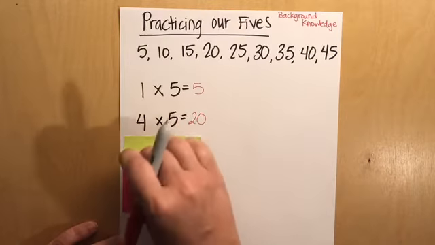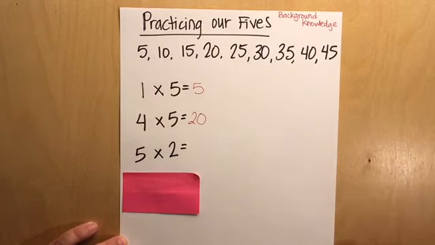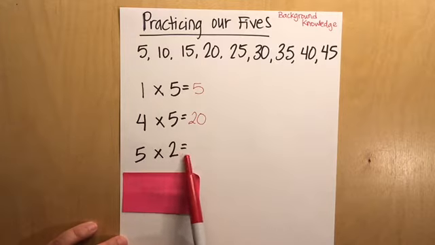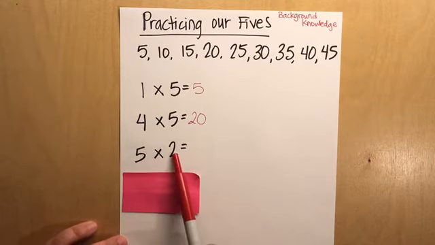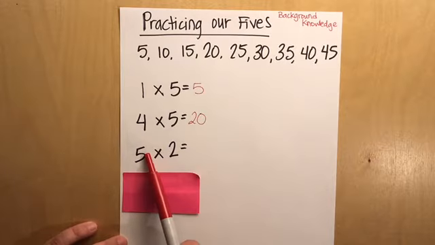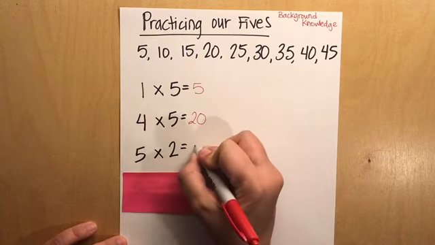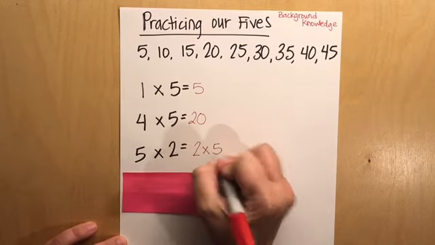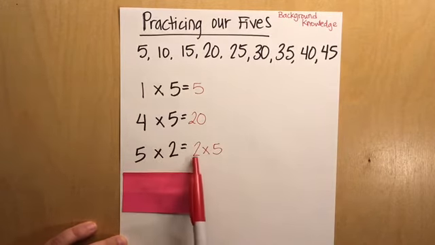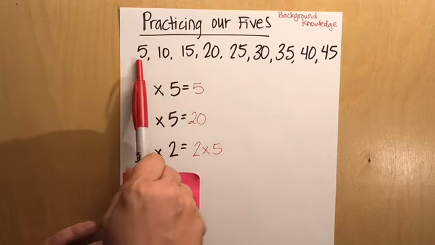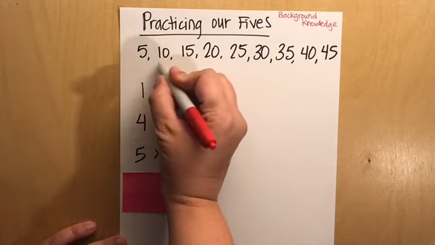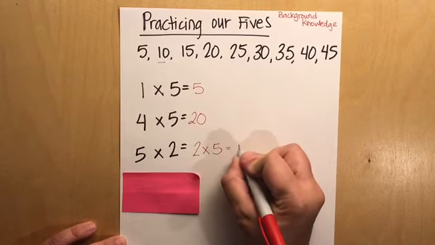If we were to do a multiplication equation where it was 5 times 2, like 5 groups of 2, of course we could count by 2 5 times, but remember, because of the turnaround rule, 5 times 2 also equals 2 times 5. So I could do 2 groups of 5, so 5, 10. So that would get me to 10.